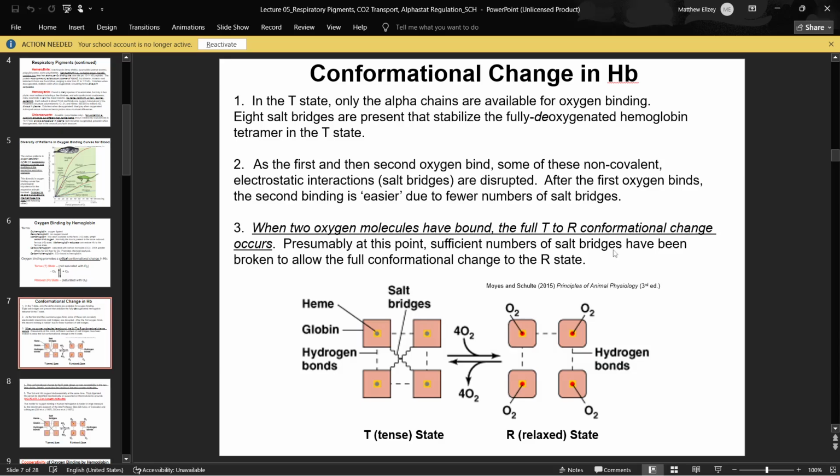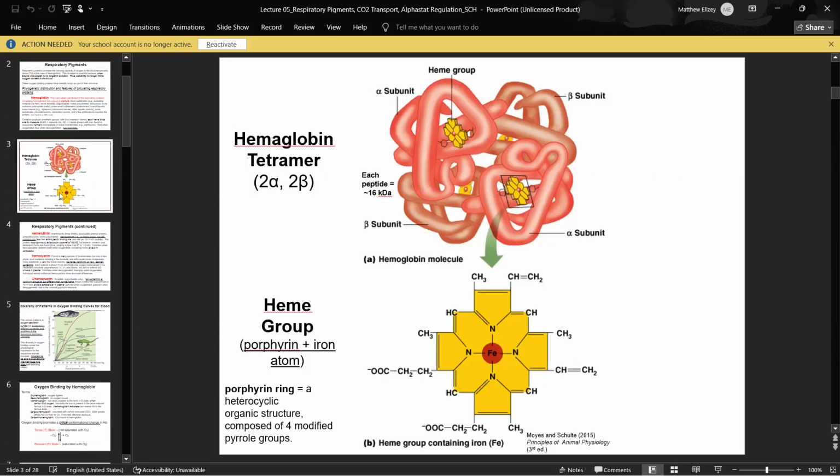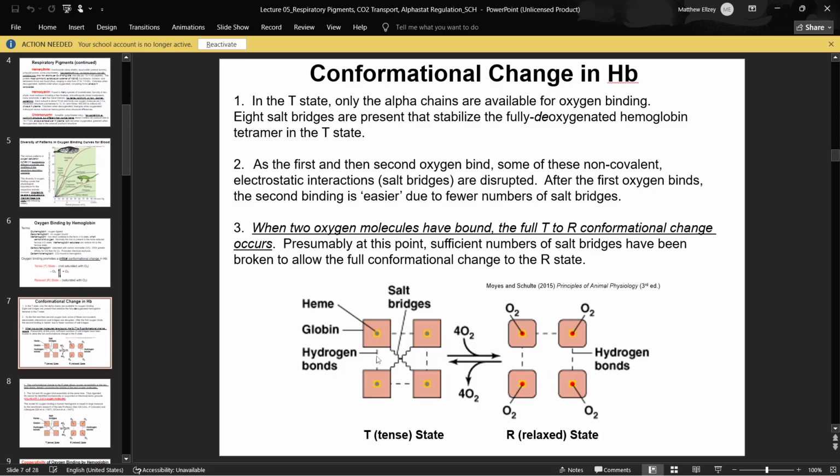Presumably at this point, sufficient numbers of salt bridges have been broken to allow full conformational change to the R state. So what does that mean? So we have these salt bridges, right? Here on these heme groups, and basically they're stabilizing this heme group, right?